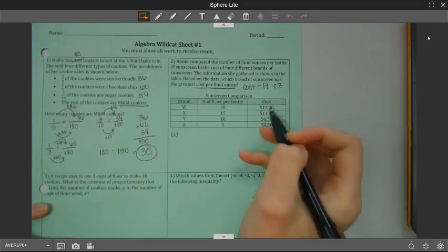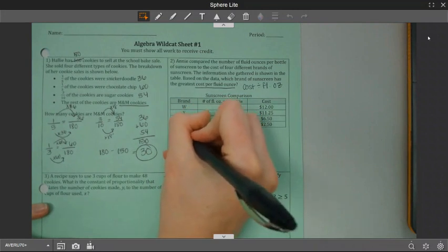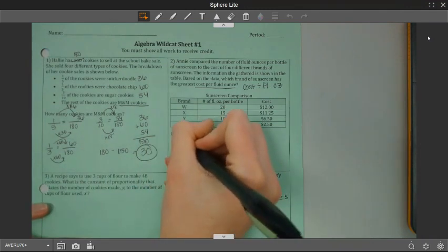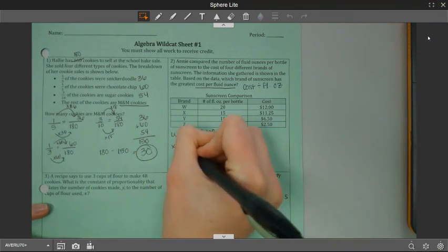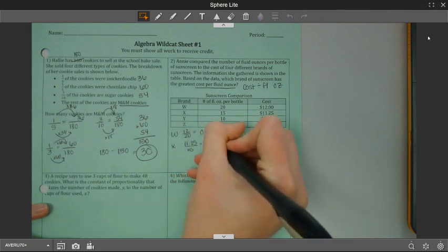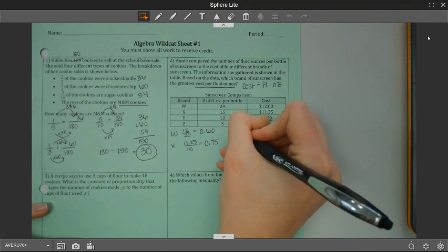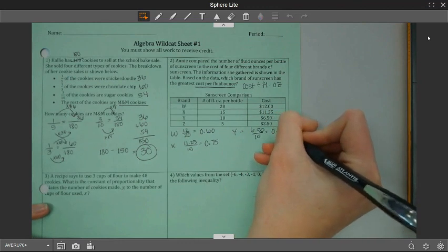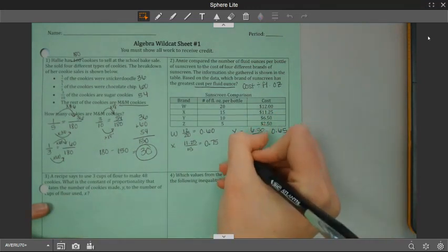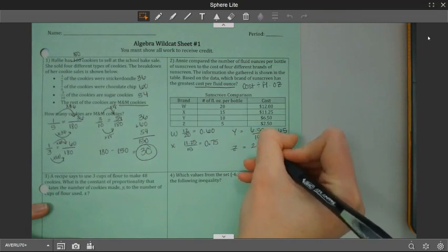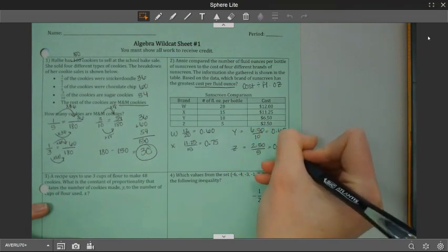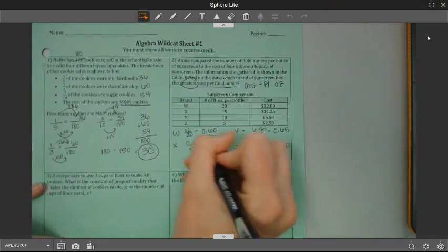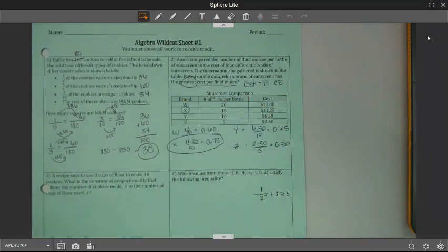So W, cost divided by ounces, that's 12 divided by 20. That gets me 60 cents. For X, that was $11.25 divided by 15, which is 75 cents. Okay. Y was $6.50 divided by 10 ounces, which was 65 cents per ounce. And lastly, Z, we had $2.50 divided by 5 ounces, giving me 50 cents per ounce. So the greatest cost per fluid ounce, well, the greatest here is our 75 cents per ounce, which was X.